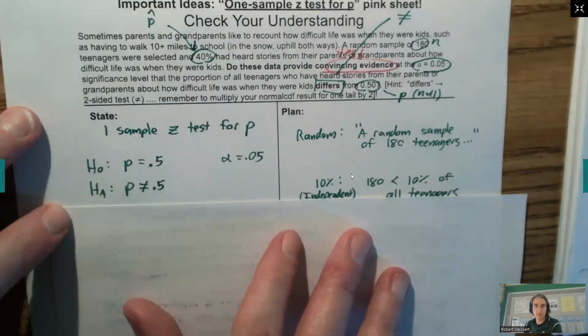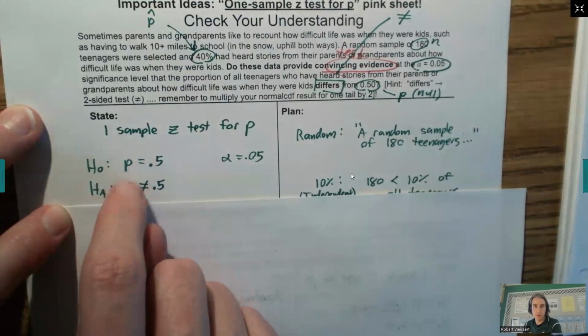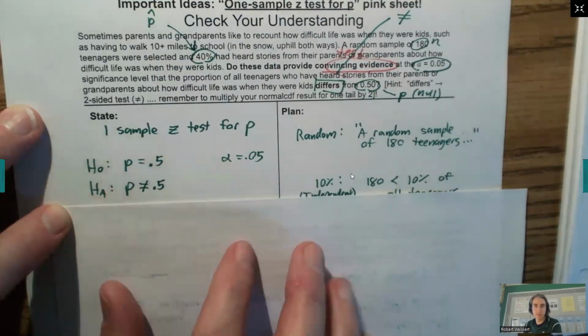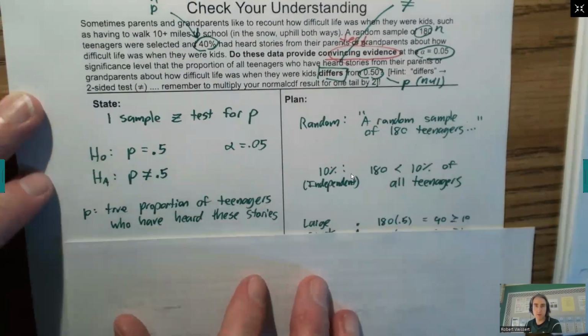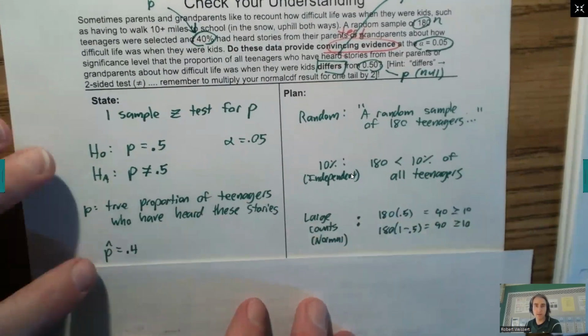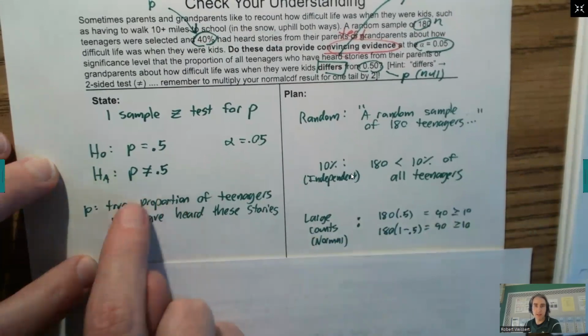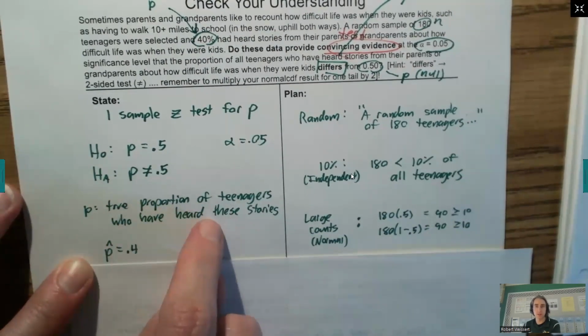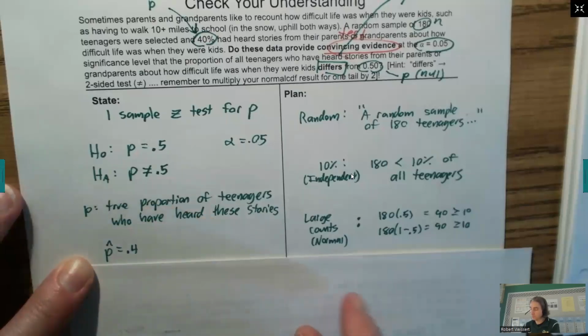Here's how you set that up. You're still going to have your H0, your Ha, your p, 0.5, 0.5, but this is a not equal, and we still write our alpha. And it's good practice to report our p-hat and always state what your context is. So p is the true proportion of teenagers who have heard these stories from their grandparents.